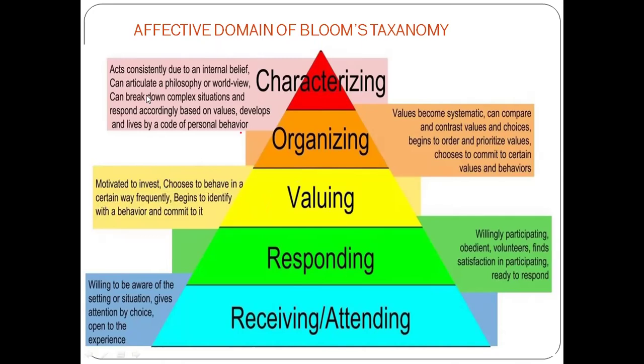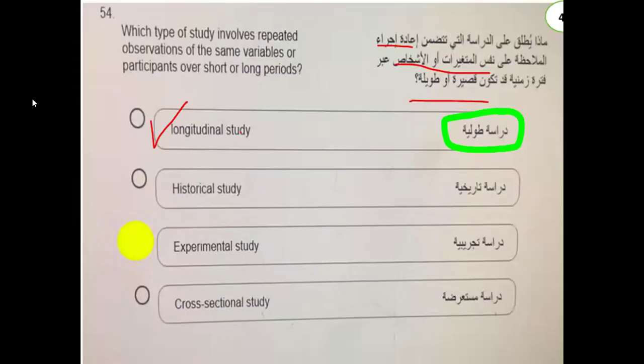Next question we have: which type of study involves repeated observation? Now, repeated observation means of the same variable. Same variable means what exactly you want to measure, whether the students' math skills or art skills. If you want to measure math skills, that math will remain the same. This will be called the independent variable. You are not going to change it.